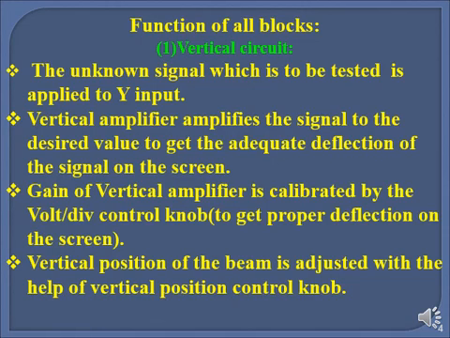The unknown signal voltage which is to be tested is always applied to Y input. The vertical amplifier amplifies the signal to the desired value so that we will get adequate deflection of the signal on the screen. Gain of the vertical amplifier is calibrated by the volt per division control knob, and the vertical position of the beam is adjusted with the help of the vertical position control knob.